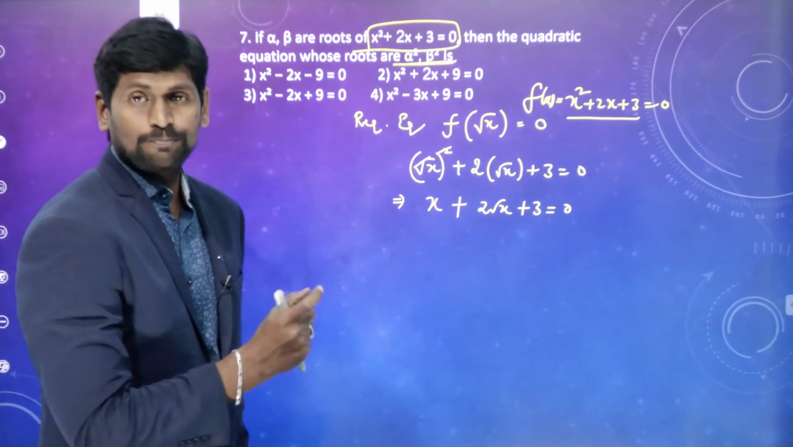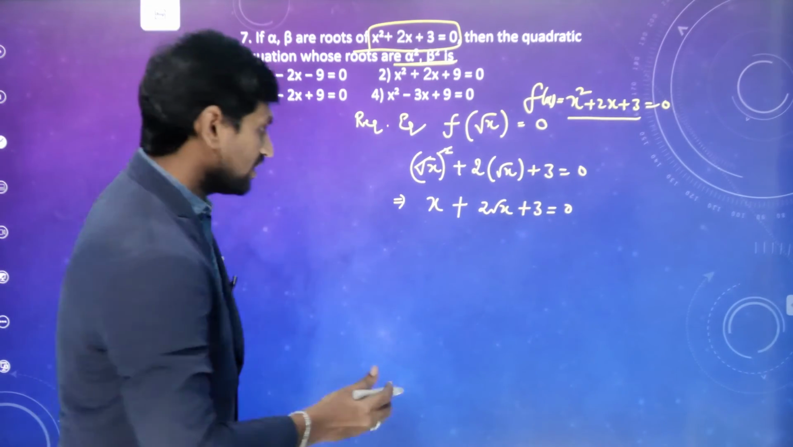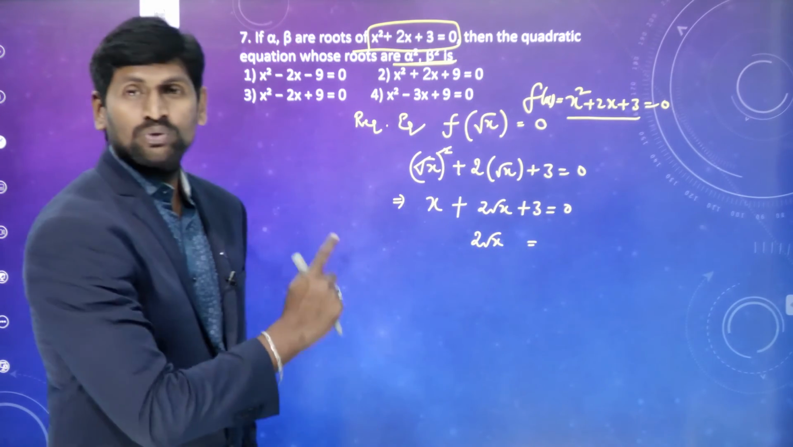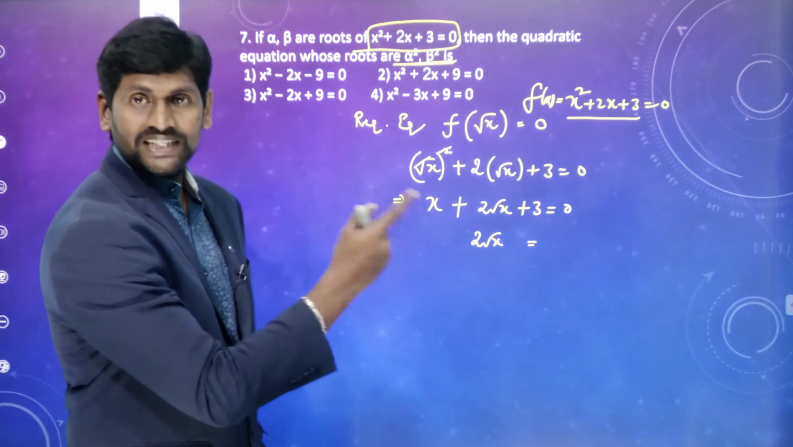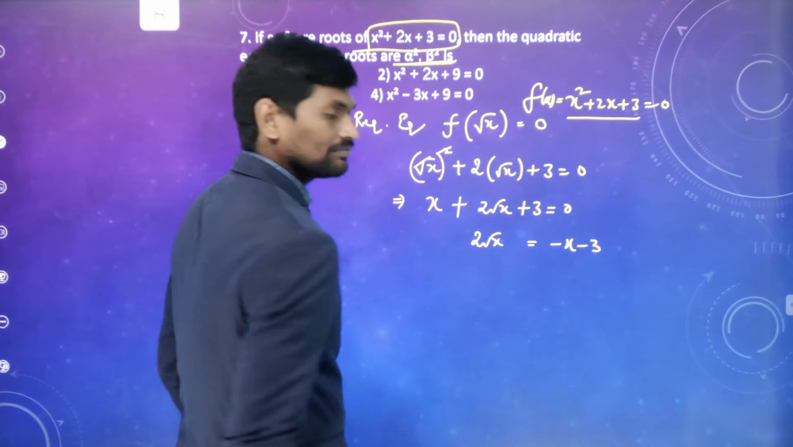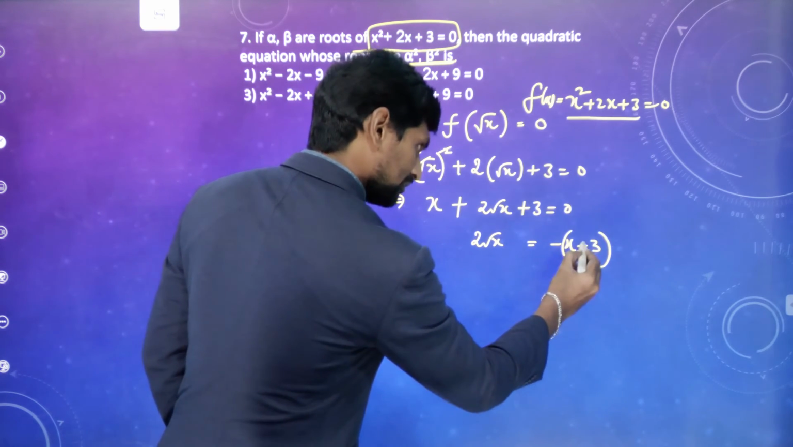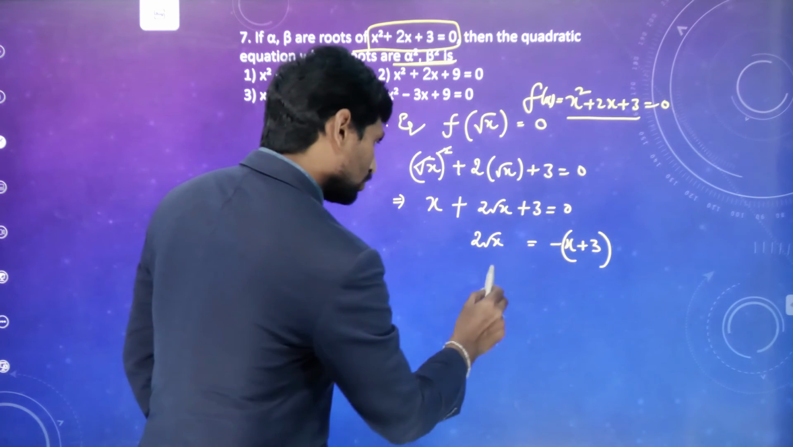I am just transposing the remaining two terms except the square root term. What is the square root term here? 2 root x. The remaining two I am transposing to that side. Plus 3 becomes minus 3 and plus x becomes minus x. So I can write minus x minus 3. Take minus common: minus of x plus 3. Now squaring on both sides.